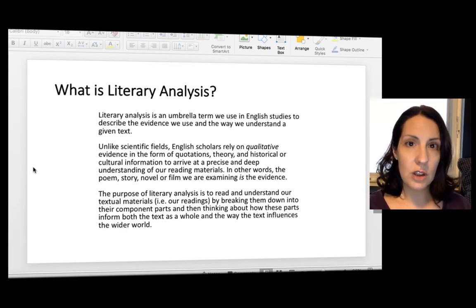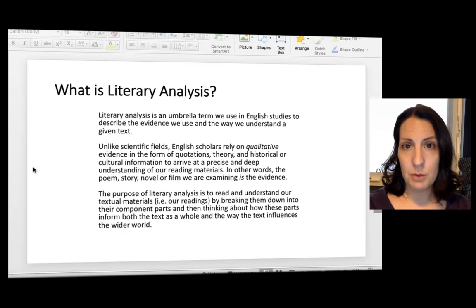In other words, when you're performing literary analysis, you're going to find that the poem, the story, the novel, or the film that we're examining becomes the primary evidence. And then you'll examine that evidence in order to arrive at a deeper understanding of it. And just to let you know, I will be referring to literary analysis and close reading quite a bit throughout the semester and often interchangeably because the two are basically the same thing.